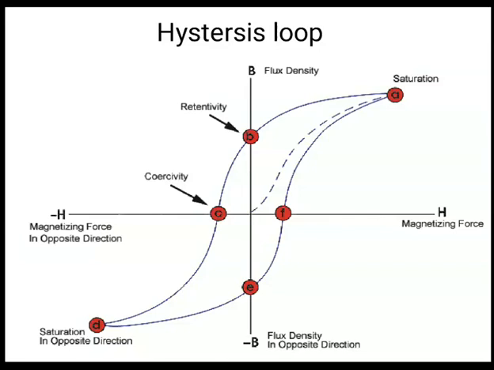Now that flux density goes to 0. At point C, you can see it becomes 0. So this is the coercive force. What do you mean by coercive force? The force which brings the residual magnetism to 0. When we go through the definition, you will really understand. For the time being, you just go through the loop.